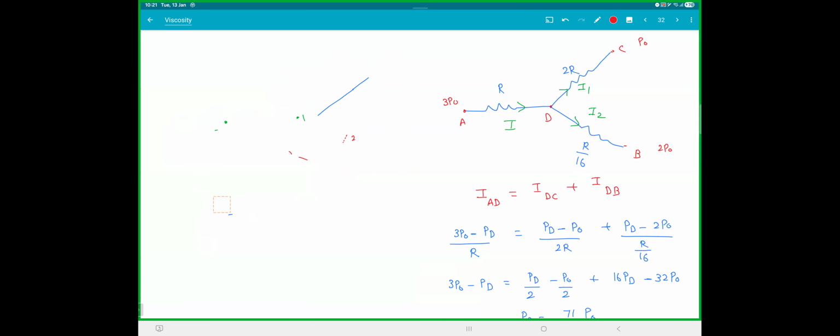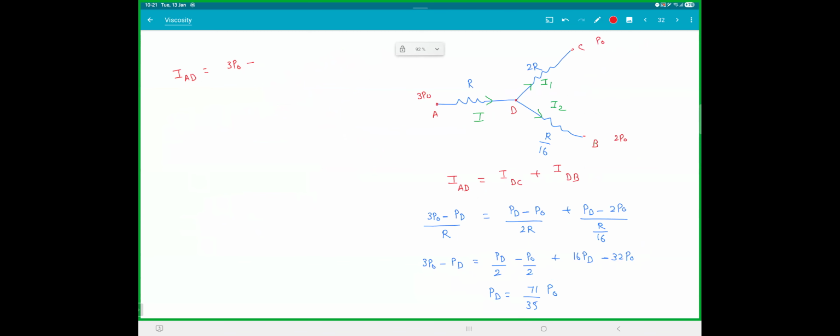Now, yeah, there you got it there. So what do you want to find? You want to find the flow in A to D. So IAD will be (3P naught minus PD), which is 71 P naught by 35, by R. So you just keep substituting that. IDC will be PD, which is 71 by 35 P naught minus P naught by 2R. This is also positive. IDB will be 71 by 35 P naught minus 2 P naught. I think this is also positive. So we have assumed the right directions. If it is wrong, we would have got a minus sign automatically. So you don't worry about that. All clear with this.